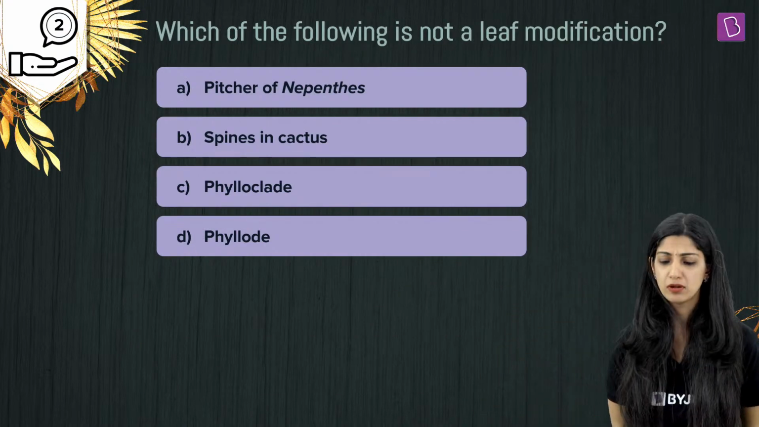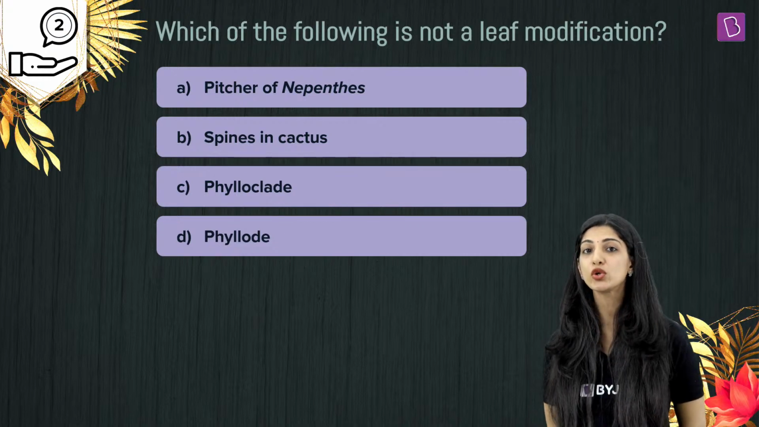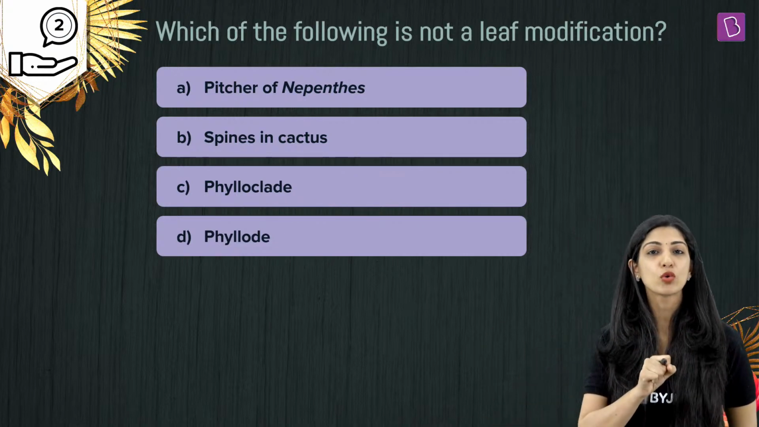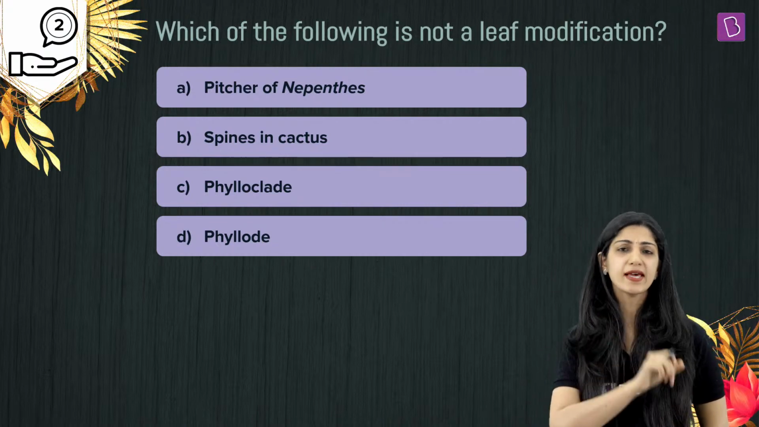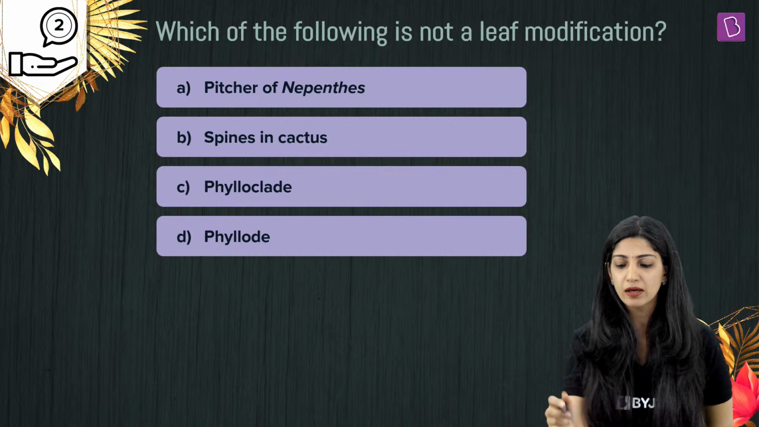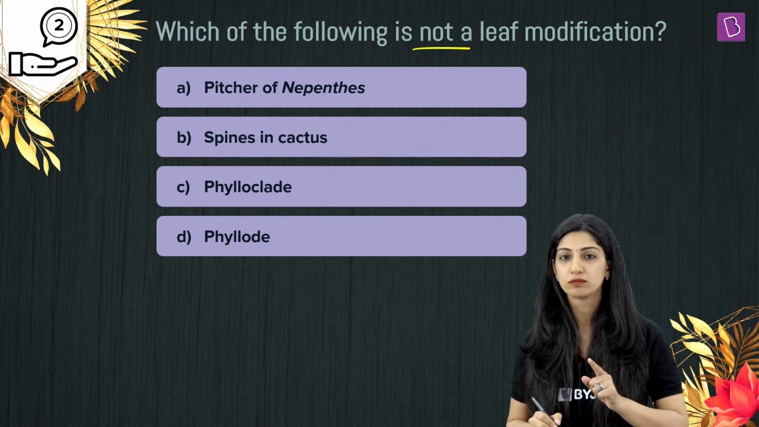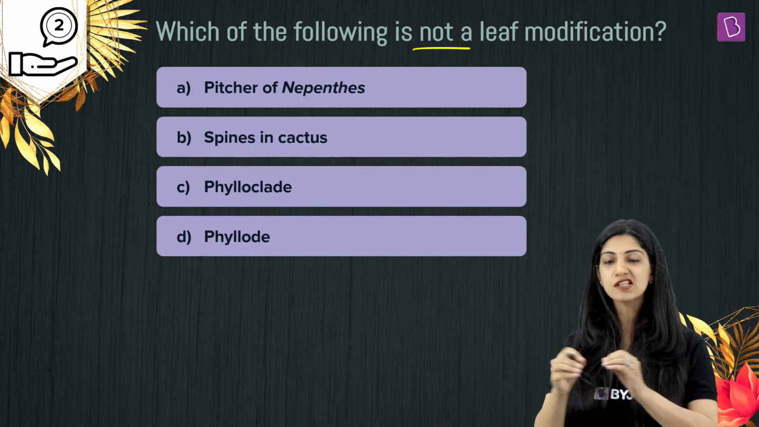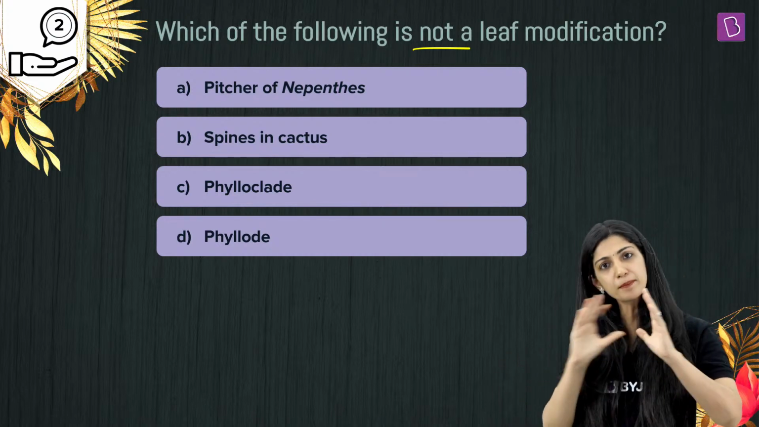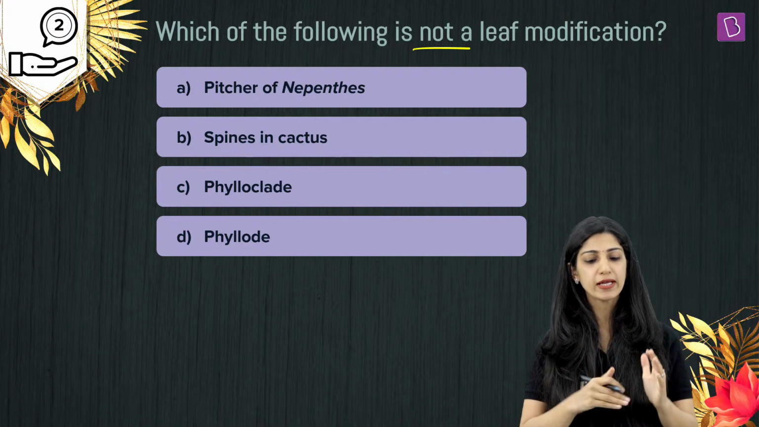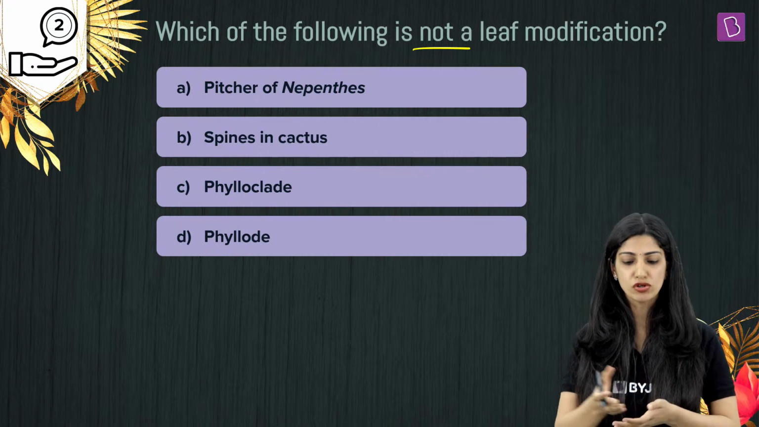Next question, people. Which of the following is not? So what will you do from today onwards? Whenever the question has not, correct, incorrect, be safe. Don't go for negative marking. Underline it. Let not the examiner trap you. Which of the following is a leaf modification? That is the natural tendency, everyone's mind works like this. Picture of Nepenthes.